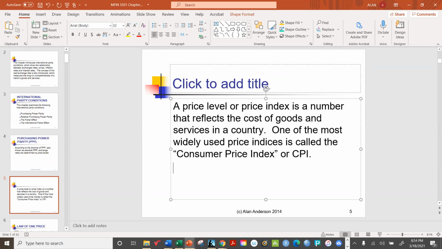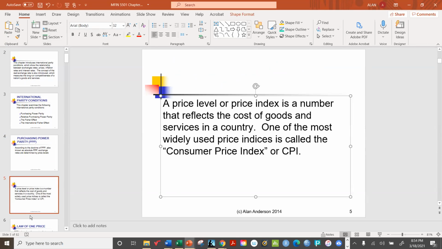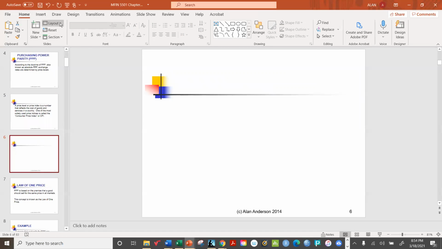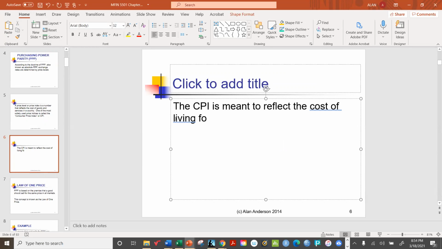All right, what exactly is this thing? Well, it's a number that's published by the Bureau of Labor Statistics every month, and it is an attempt to capture the cost of living. So the CPI is meant to reflect the cost of living. And now the index is specifically meant for what they call a typical urban family of 4. That's how they define it.